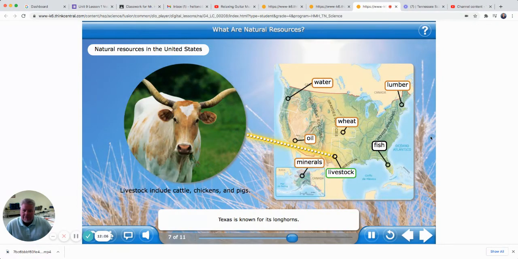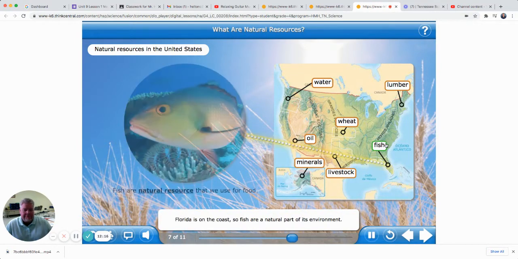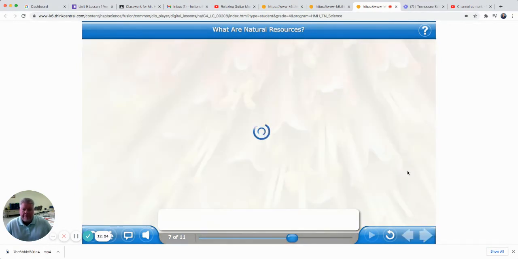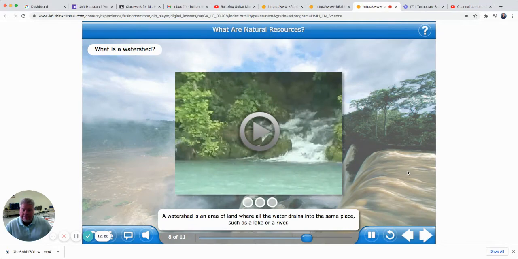Texas is known for its longhorns. Other livestock produced throughout the United States include cattle, chickens, and pigs. Florida is on the coast, so fish are a natural part of its environment. A watershed is an area of land where all the water drains into the same place, such as a lake or a river. Click play to learn more about watersheds.